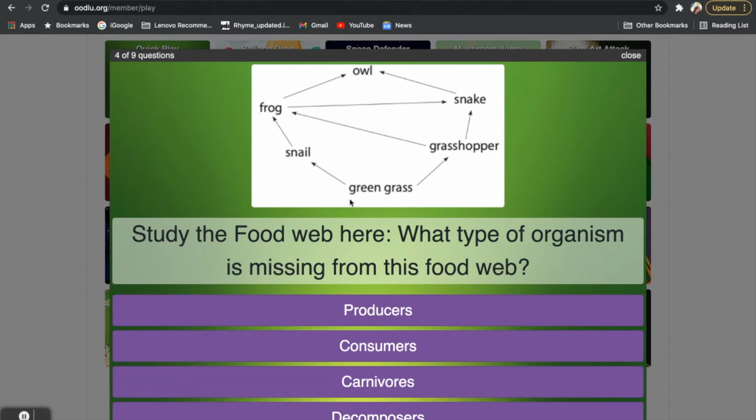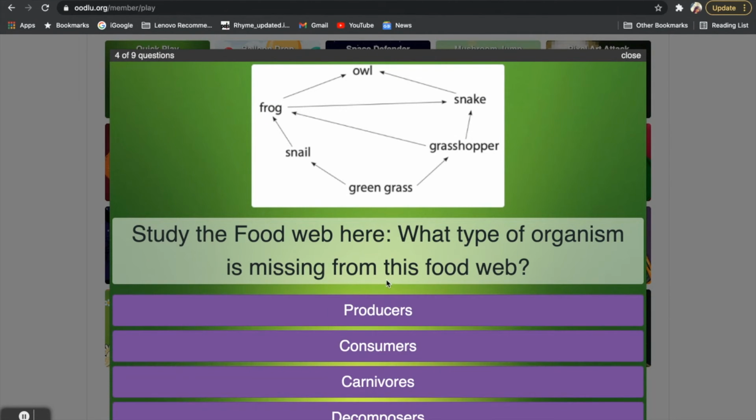We have green grass, which can be eaten by a snail, and then a snail can be eaten by a frog. Okay, but a frog can also be eaten by a snake, which is then eaten by an owl, or a frog can just be eaten by an owl. Or grass can be eaten by a grasshopper. A grasshopper can either be eaten by a snake or a frog. And the frog, as we saw, can be eaten by a snake or an owl.